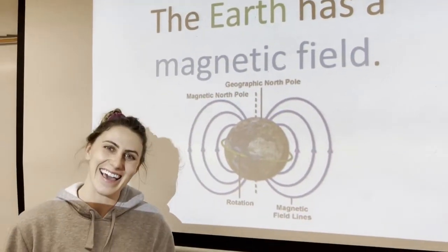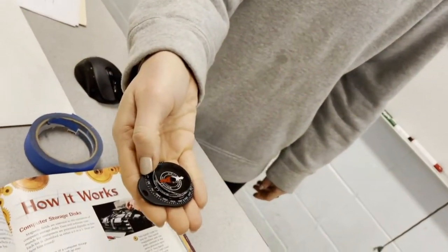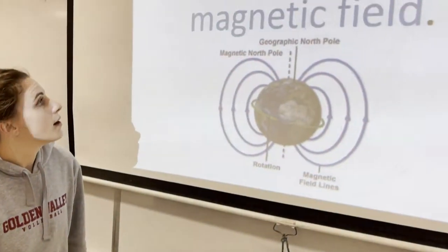That's why this compass does its thing. That's why this compass lines up. This is the north-seeking end. The red is the north-seeking end. Okay, that's why it lines up like this.